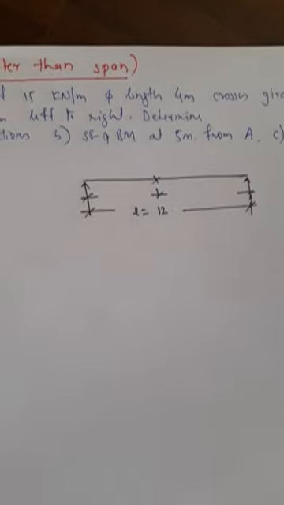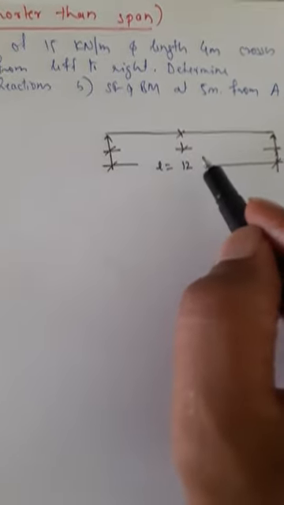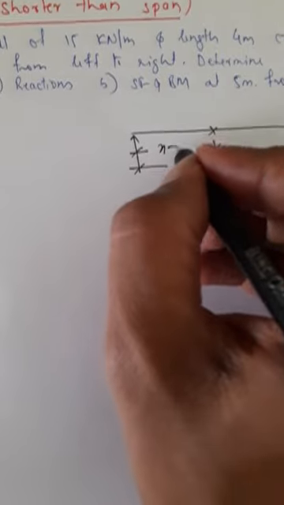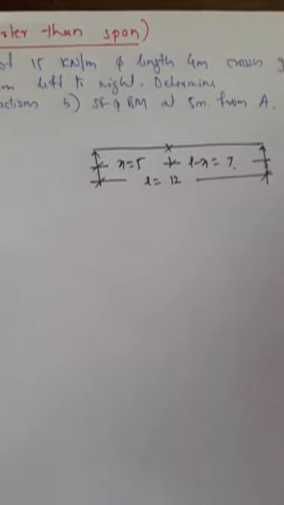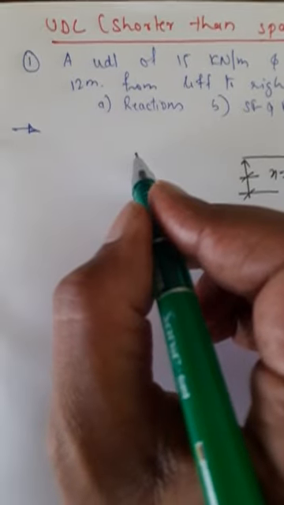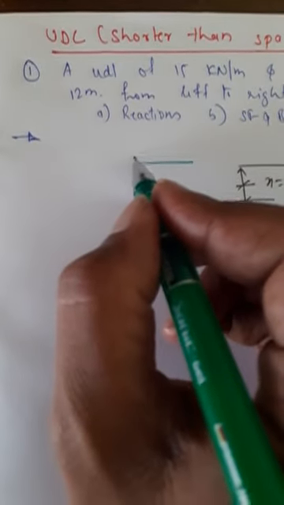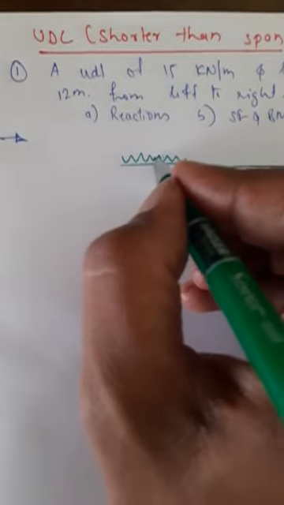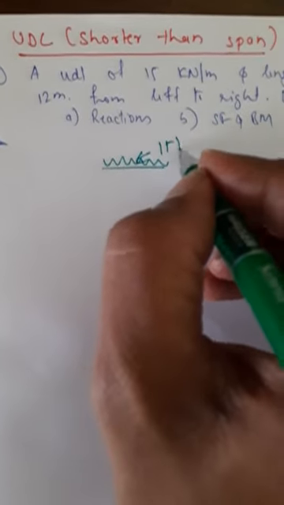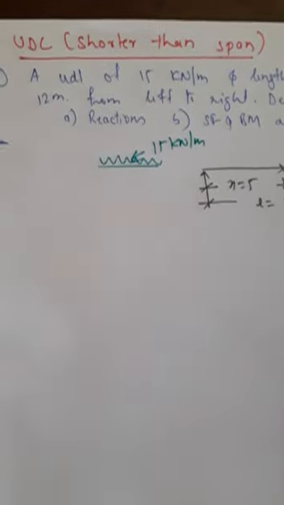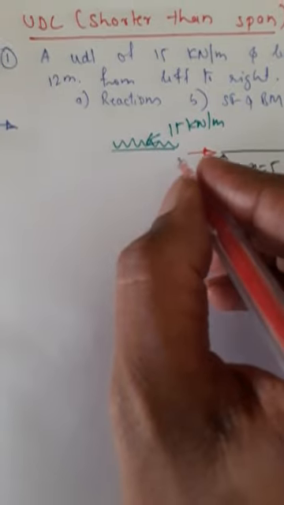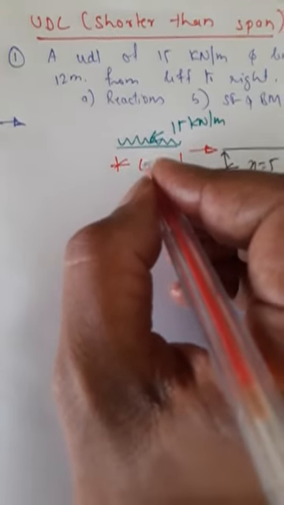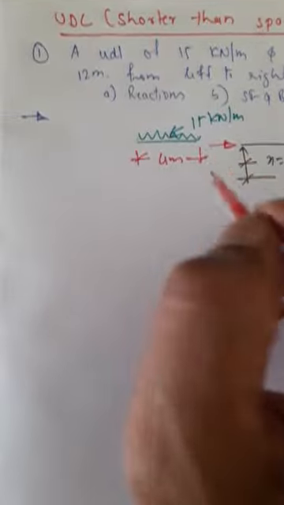Say this is the girder AB, length 12. So I want x is equal to 5, so L minus x is equal to 7. Now here the UDL is crossing the girder from left to right. Say this is the UDL and its load is 15 kilonewtons per meter, it crosses from left to right in this direction, and its span is 4 meters.